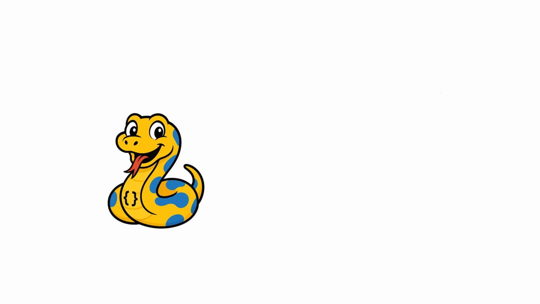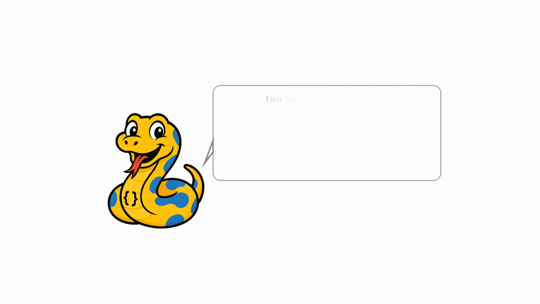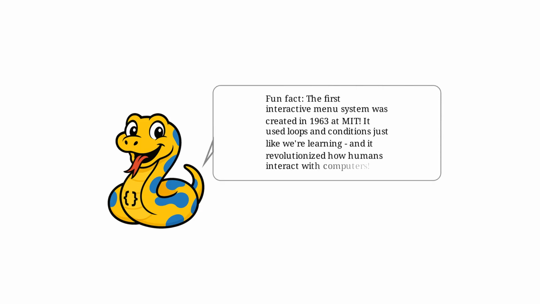Here's a mind-blowing fact. Did you know the very first interactive menu system was created way back in 1963 at MIT? It used the same loops and conditions we're learning today. This simple combination of concepts completely revolutionized how humans interact with computers. From that first menu to every app on your phone today, it all started with loops and conditions working together.